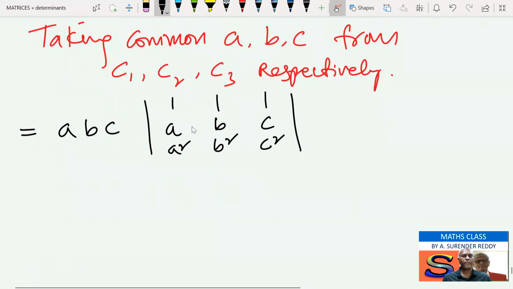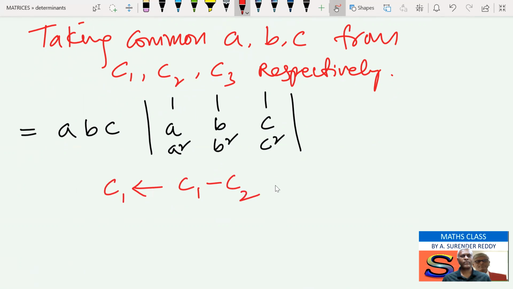So now, further simplifying this, C1, I am changing C1 to C1 minus C2, and also C2, I am changing C2 to C2 minus C3.